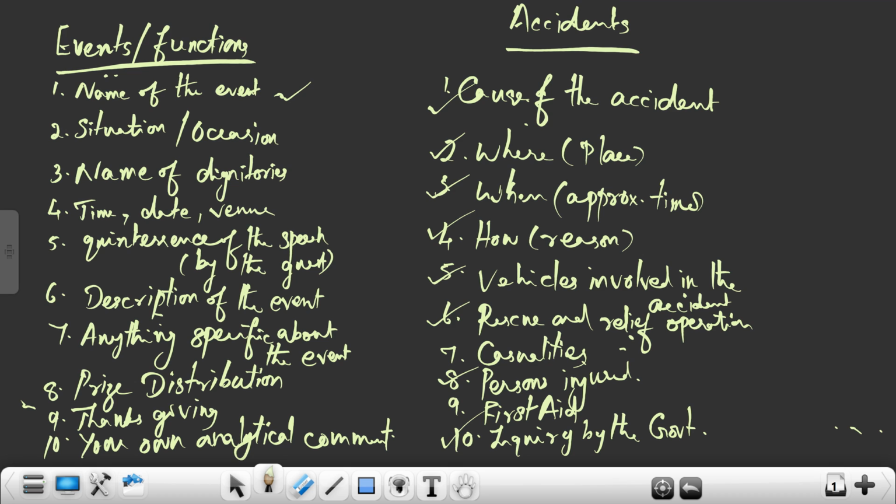Before preparing the report, the following points should be kept in mind. What are the certain points to be kept in mind? The first and most important thing is that a report should convey only necessary information in a clear and precise manner. Secondly, a heading should be provided to the report.